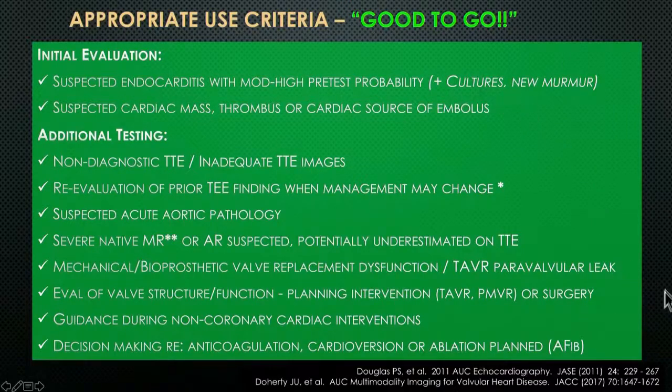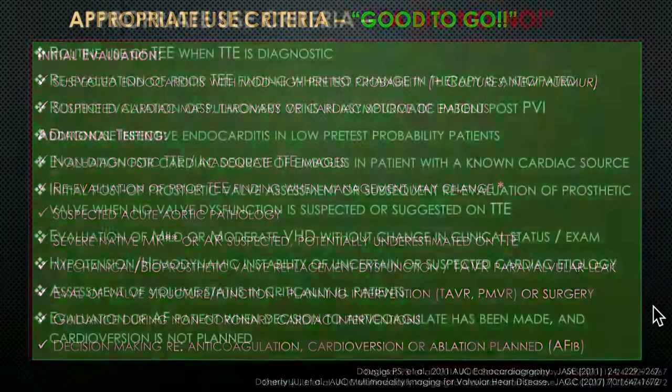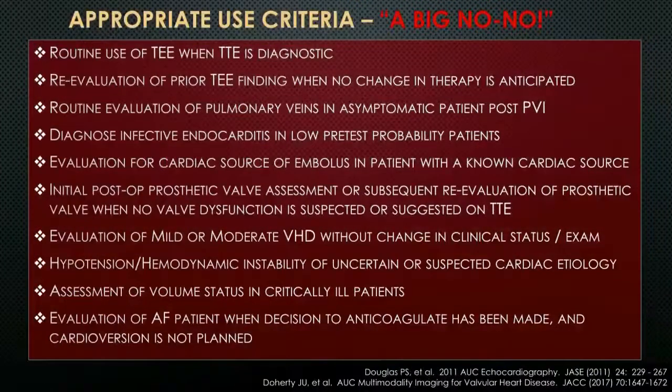But take a look at these and commit these to memory, and their counterparts here are the inappropriate criteria. And again, things are sort of obvious. Use of TEE when transthoracic is diagnostic. Why would you put a patient through a transesophageal when a transthoracic is diagnostic? But just Friday, before I left work, they were having an argument with a cardiothoracic surgeon over he wanted a pre-op TEE when all the diagnosis was there on the transthoracic. So these things come up, and just be aware of them.